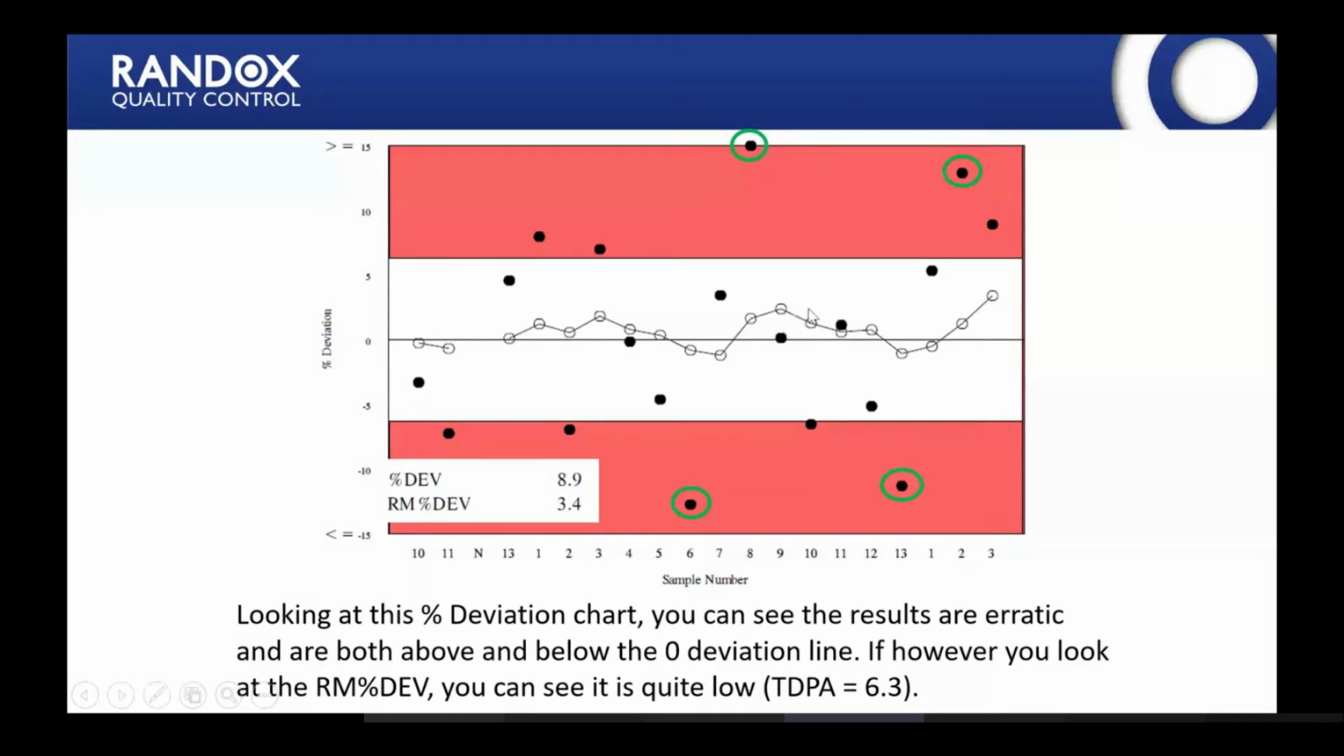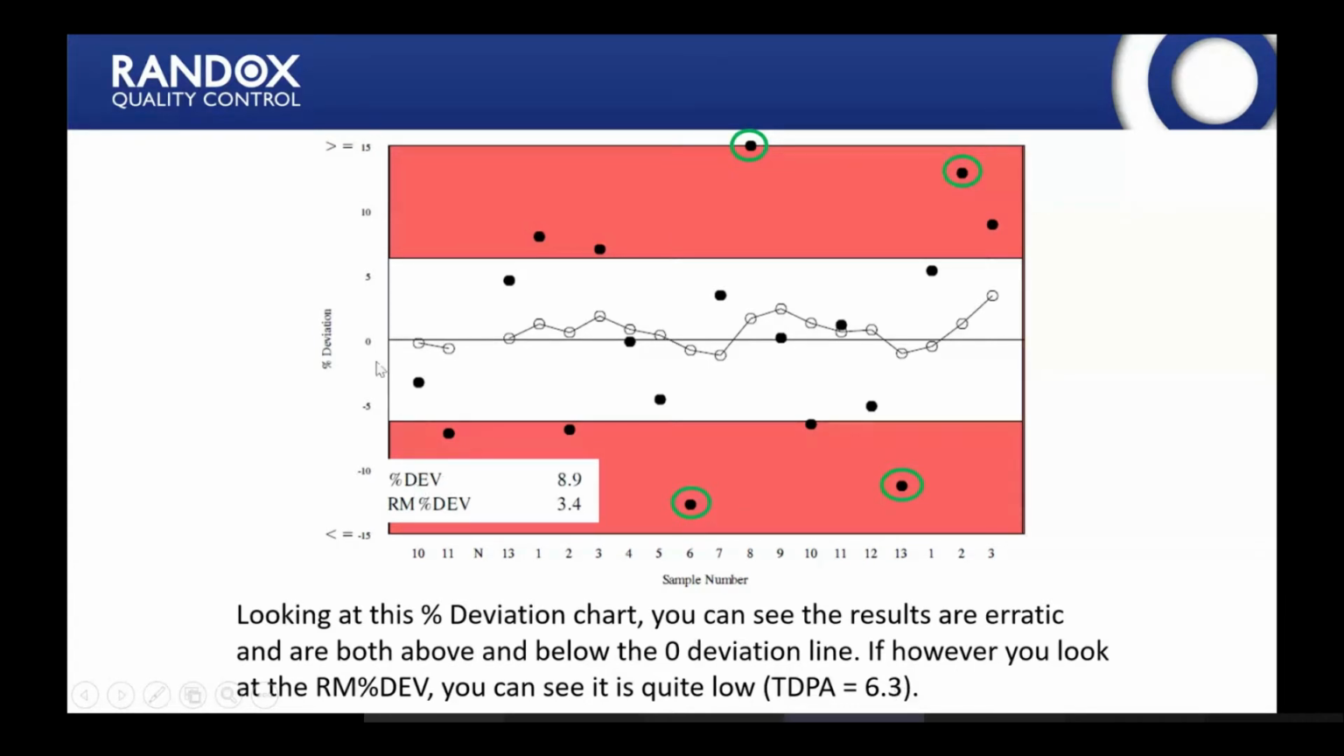So the running mean, if you just looked at that value on its own, your performance would appear to be very good. But actually, when you look at the individual performance for the samples, you can see there's quite an erratic performance. And there are a number of samples in which this lab has failed for these particular samples that are circled in green.